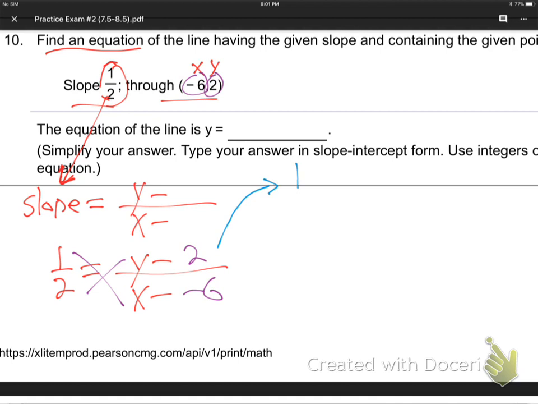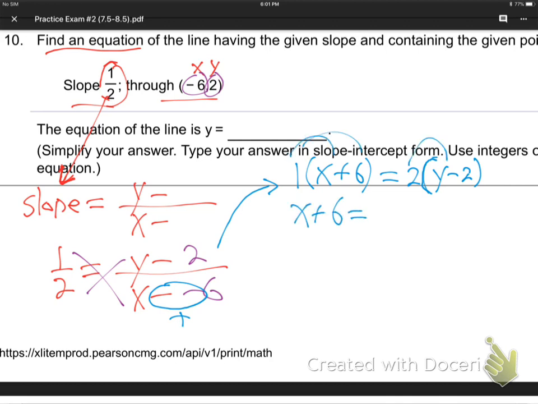So bring it up to here. What do we get? 1 times x plus 6, right? The double negative there becomes positive, equals 2 times y minus 2. Distribute. X plus 6, distribute, 2y minus 4. So what are we supposed to do now? We're supposed to get y alone.